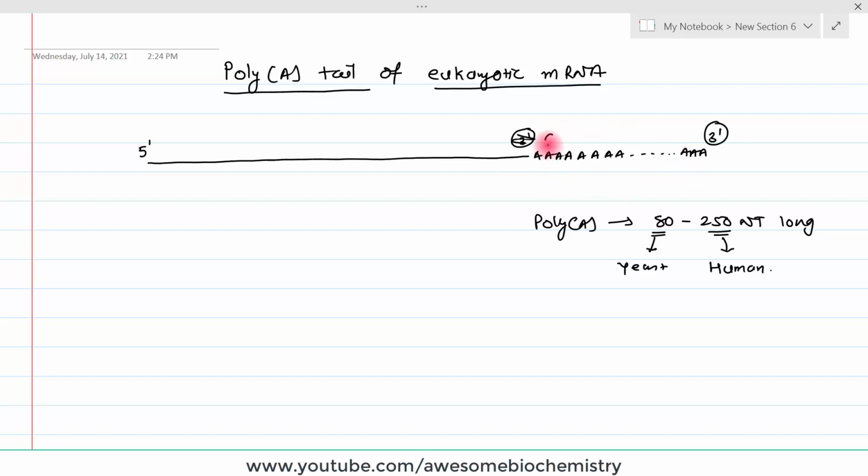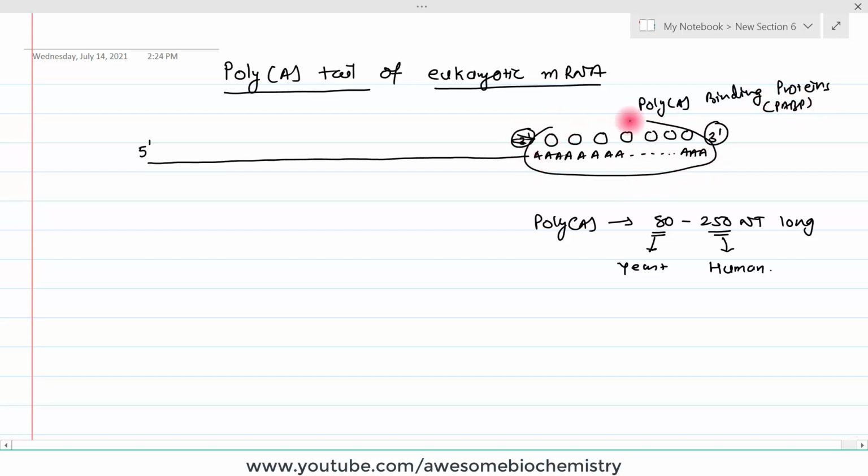This poly A tail binds with many monomeric units of poly A binding protein. These are the monomeric units of poly A binding proteins. Poly A tail binds with multiple monomeric units of poly A binding protein, which is also known as PABP, and forms one ribonucleoprotein complex. Whenever any RNA makes up a complex with some protein, we call it a ribonucleoprotein complex.